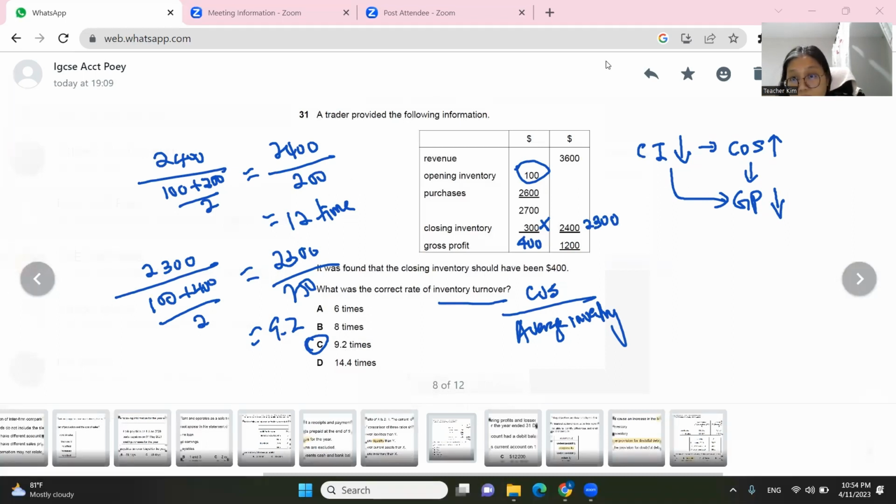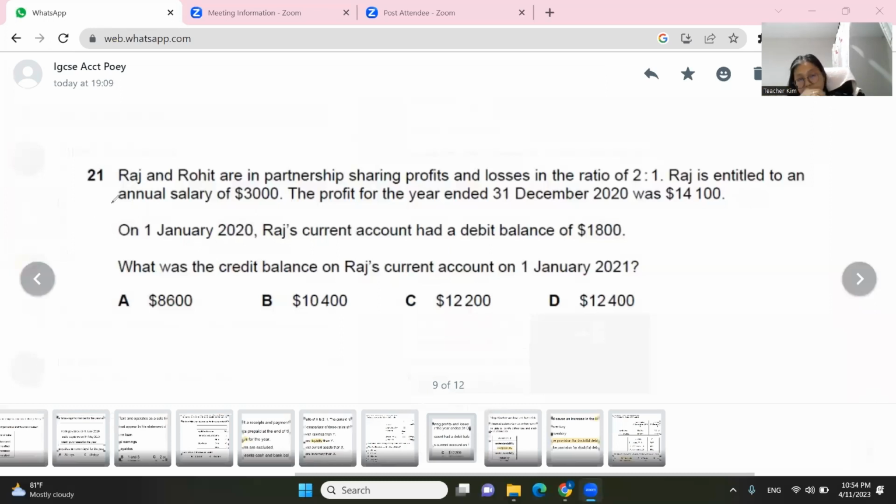Okay, we go to the next question. Raj and Rohit are the partners, sharing profit and loss 2 to 1. Raj is entitled to an annual salary of 3,000. The profit for the year ended was 14,000.